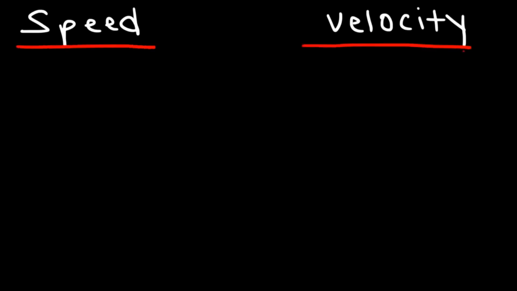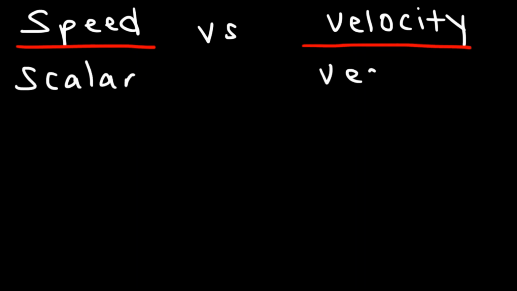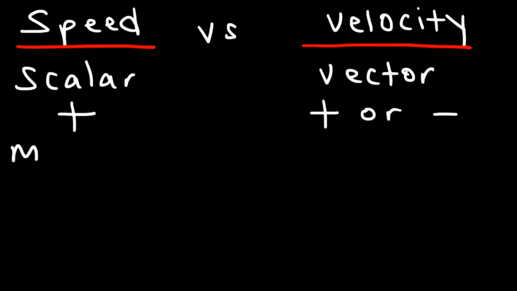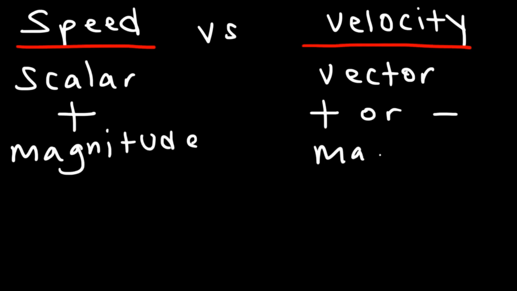Now let's talk about speed and velocity. What's the difference between these two quantities? Because they both describe how fast something is moving, there's a difference between them. Speed is a scalar quantity, and velocity is a vector quantity. Speed is always positive, and velocity can be positive or negative. Now recall that a scalar quantity only has magnitude, whereas velocity has magnitude and direction.